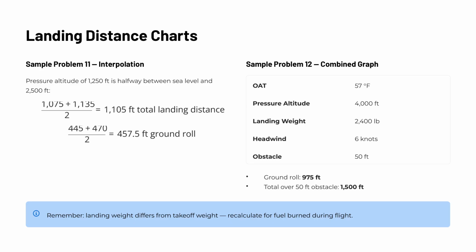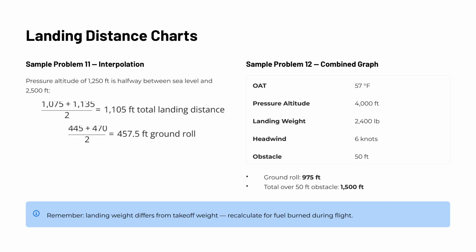Let's work through two more practical examples using landing distance charts. In sample problem 11, we encounter a pressure altitude of 1,250 feet, which falls exactly halfway between the sea level and 2,500-foot entries on the chart. Because it sits at the midpoint, we simply take the average of those two values. This is a straightforward interpolation that gives us a precise answer without needing complex math.